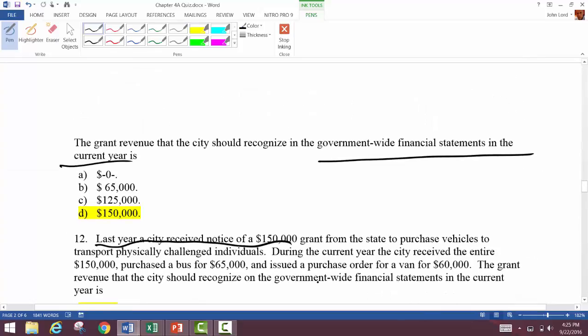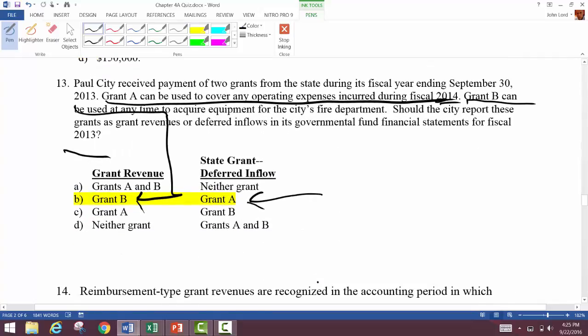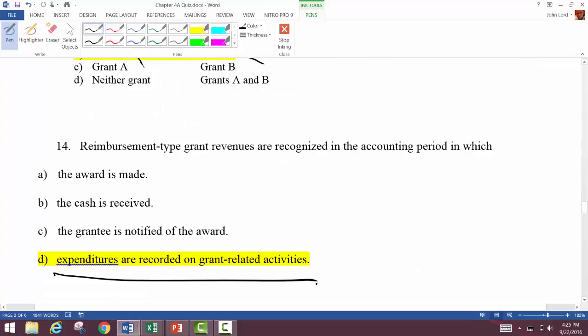What would happen if they said, "Hey, you can buy buses and vans for this disabled program, up to 150,000." They tell me that, and they said we will reimburse you for any money you spend up to 150,000, right? And that's the case, then they have to do what? They have to spend the money to be reimbursed, don't they? Okay, so now our eligibility is actually spending the money, right?